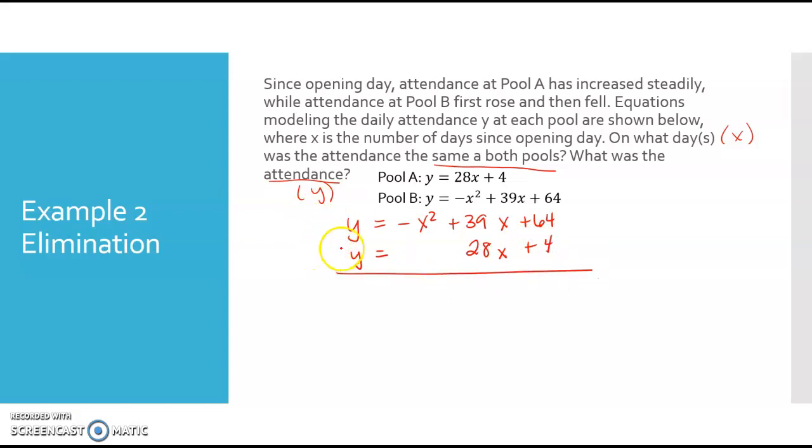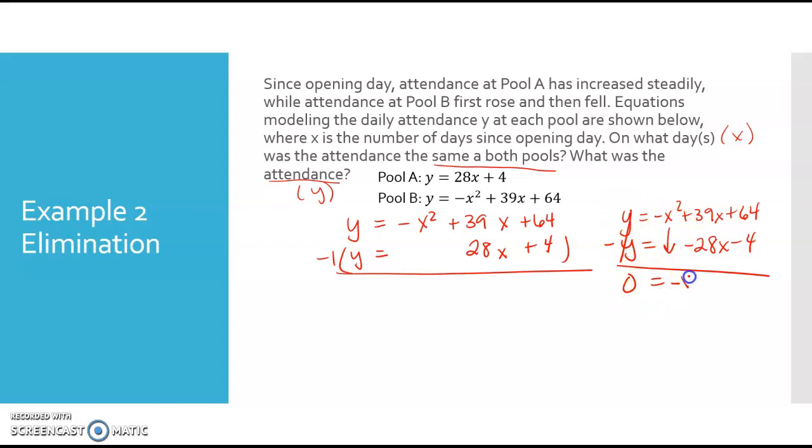And so in order to do that, we're going to multiply the bottom by a -1. So now I have Y equals a negative X squared plus 39X plus 64. And we're going to add to it negative Y equals a negative 28X minus 4. So now we combine these. Our Y's go away and we get 0. Our negative X squared comes down. 39 minus 28 is 11x, so we get a plus 11x, and 64 minus 4 is 60.